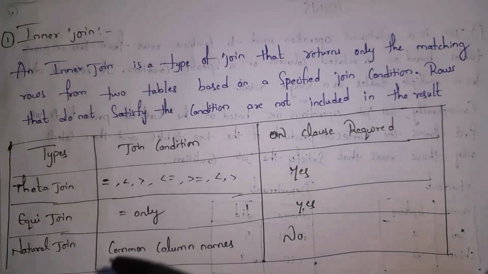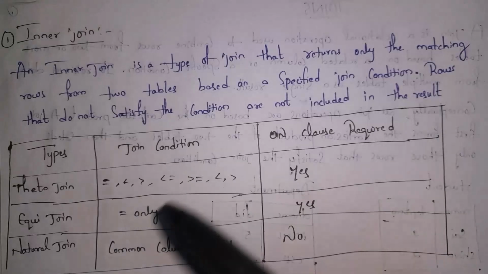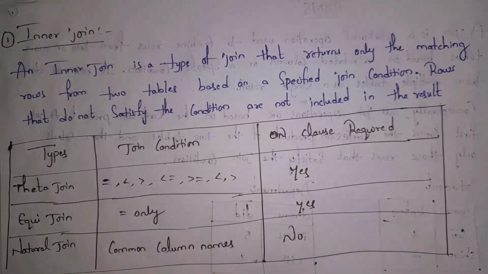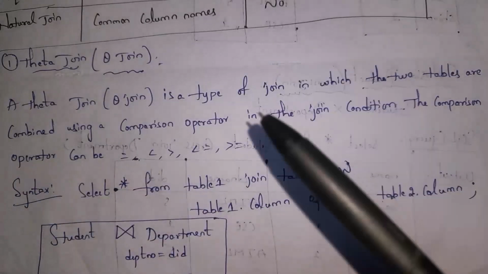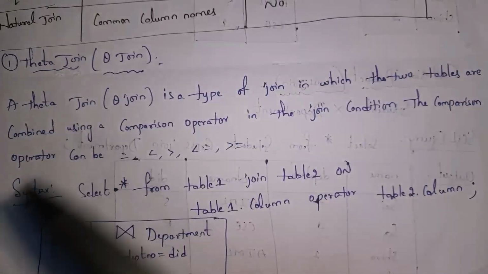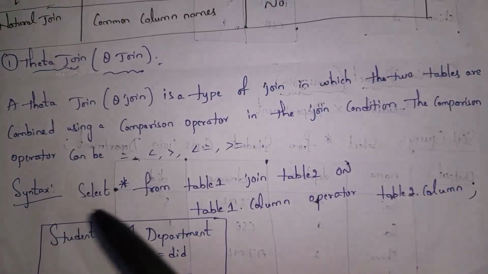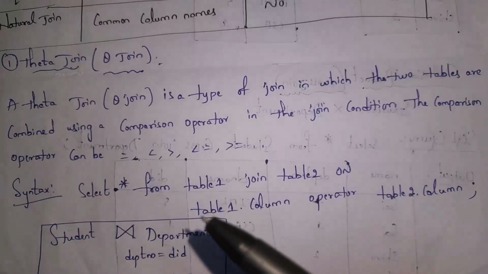Is equal to, less than, greater than, less than or equal to, greater than or equal to. All this comes under Theta join. At first, I will explain what is Theta join. A Theta join is a type of join in which two tables are combined using a comparison operator like is equal to, less than, greater than, less than or equal to, greater than or equal to.